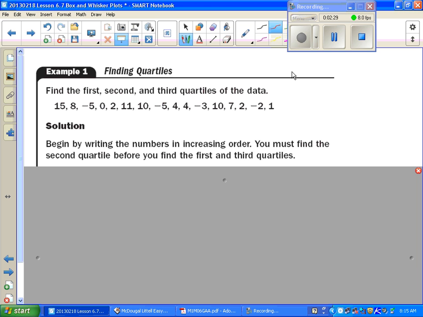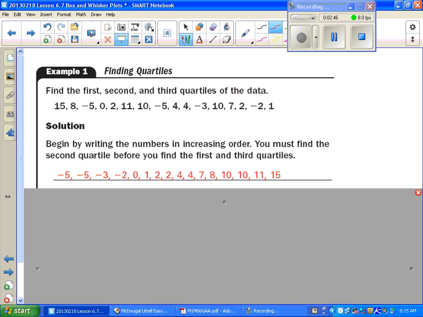Example number 1 says find the first, second, and third quartiles of the data. Easiest thing to do with this, just write them in order. Find the halfway point, and then take each of those halves and find the half of those. So the first thing we're going to do is take each of these values and write them in order. When we do so, the number values should look like that. Notice -5 is listed twice, 2 is listed twice, so is 4 and 10. While you're writing those numbers, make sure you cross them out so you don't make a mistake and either leave one off or count one more than it should be counted.